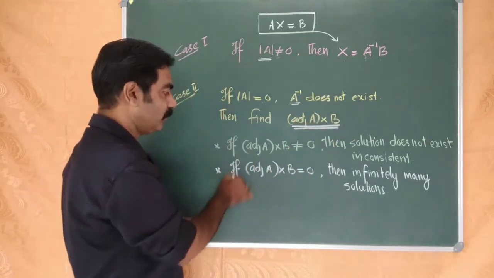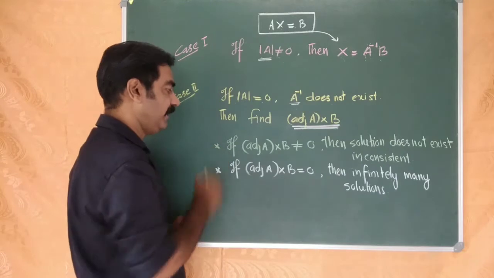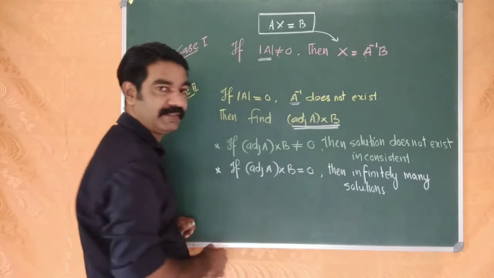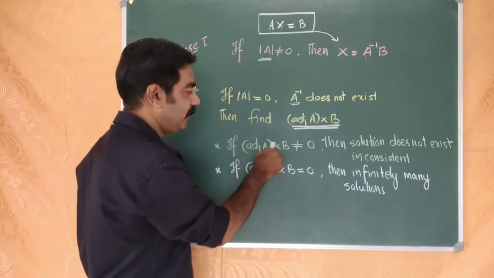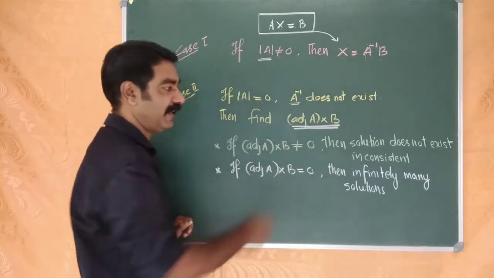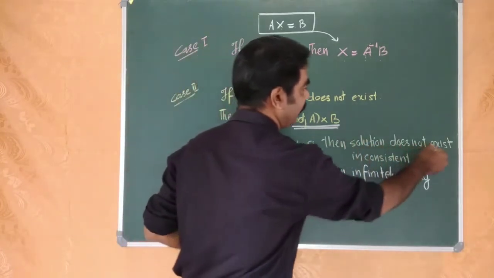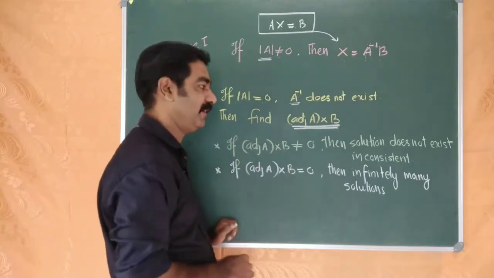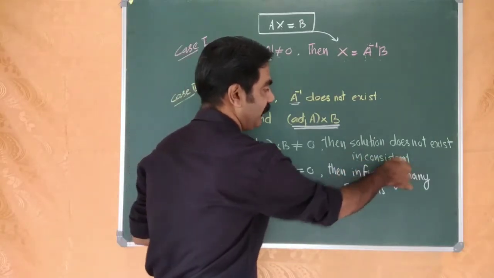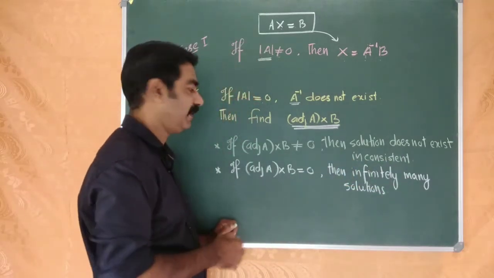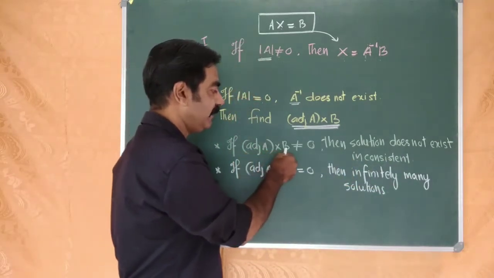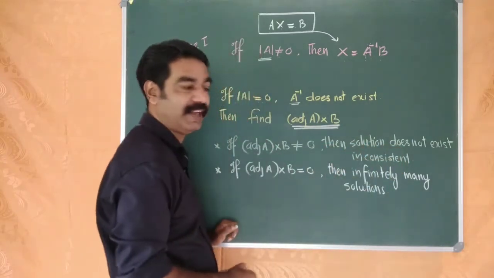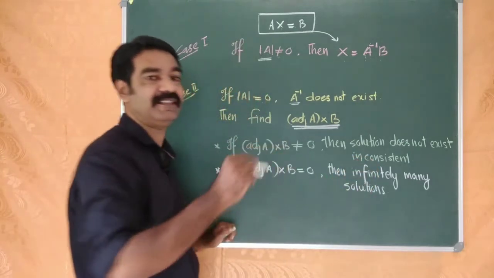Okay, now there are two possibilities. What is the first possibility? The first possibility is that adj A into B may be not zero, a non-zero matrix. Okay, so if adj A into B is not a zero matrix, that means the solution does not exist. That means the system of equations has no solution. That means the equations are said to be inconsistent.